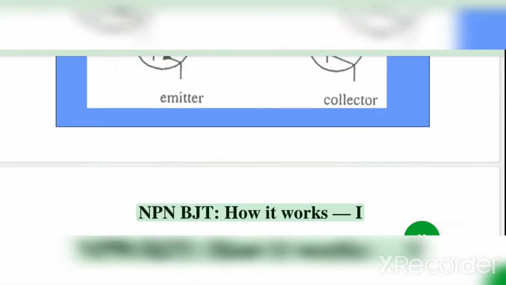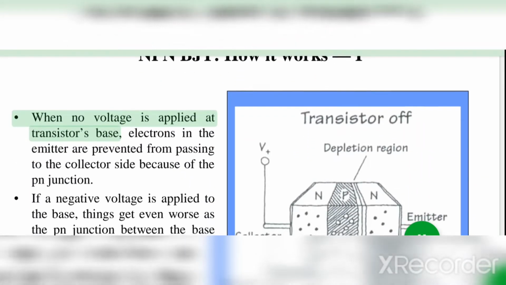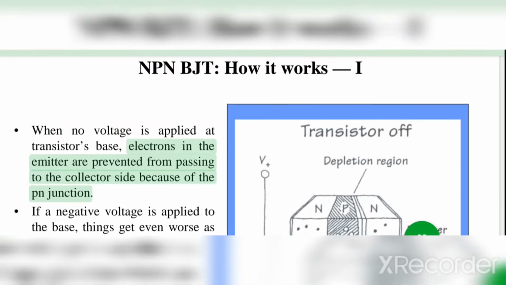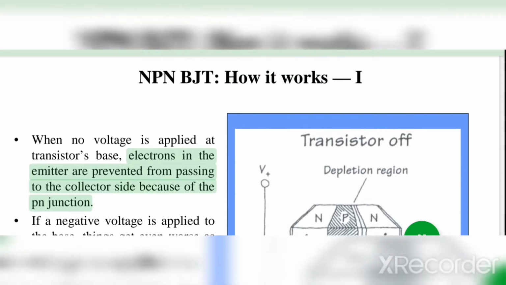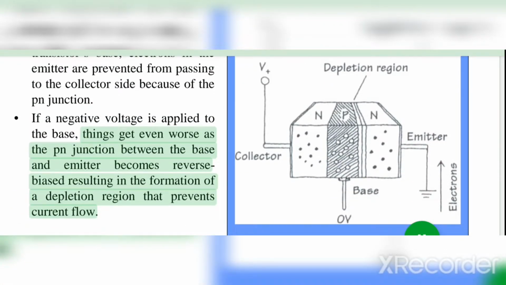NPN BJT, how it works. When no voltage is applied at the transistor's base, electrons in the emitter are prevented from passing to the collector side because of the PN junction. If a negative voltage is applied to the base, things get even worse as the PN junction between the base and emitter becomes reverse biased, resulting in the formation of a depletion region that prevents current flow.